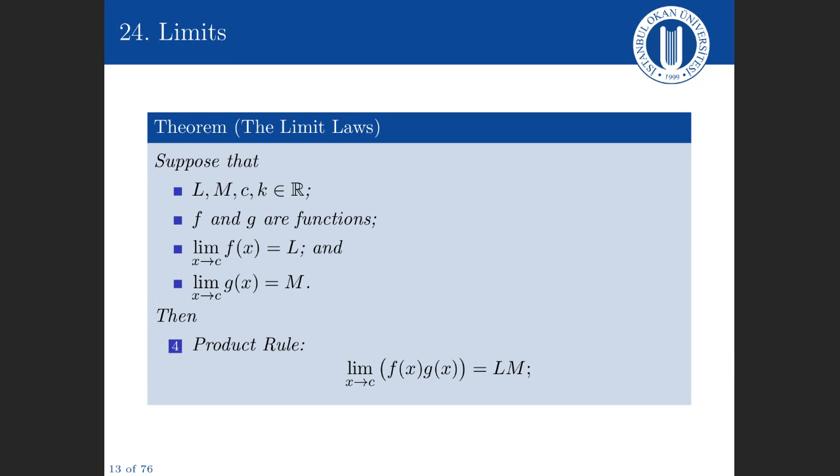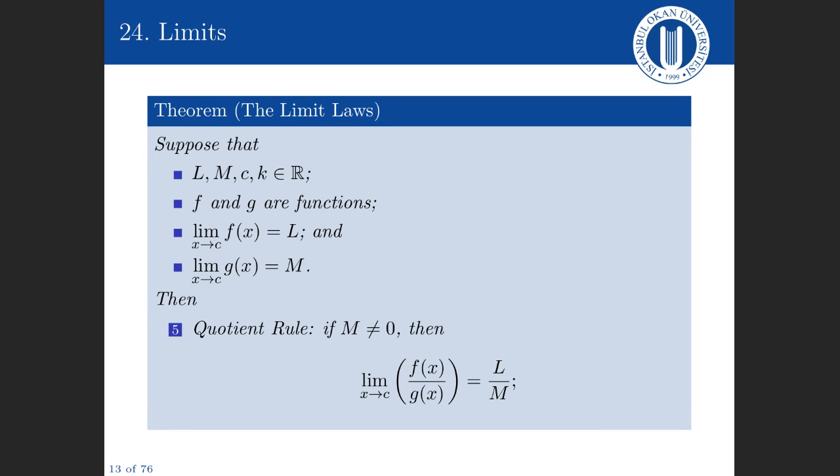The product rule. If we have a limit of two functions multiplied together, then we can separate this into two limits, calculate the limit of f, calculate the limit of g, and then multiply them together. We can also do the same if we have f divided by g. The limit of f divided by g is equal to the limit of f divided by the limit of g. But we have to be careful here. One extra condition. This is true as long as M is not 0.